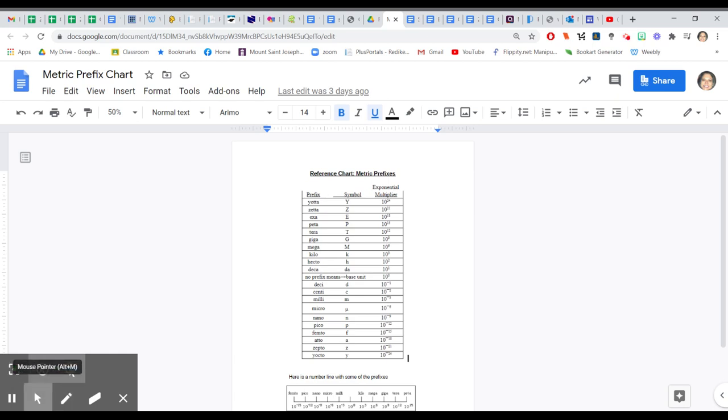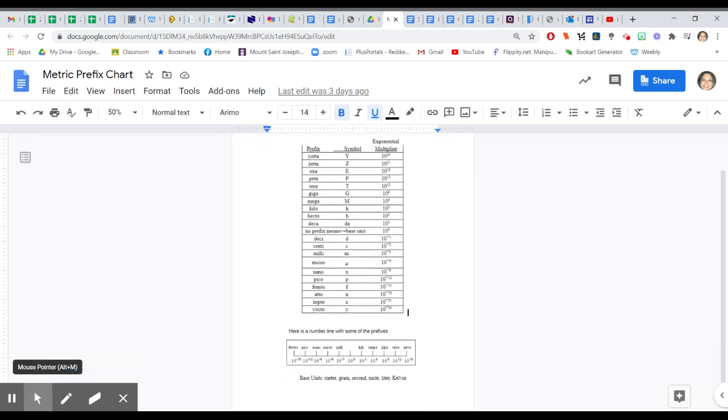Hi, gentlemen. I just want to explain to you the metric prefix chart that you're getting in school to use as a reference chart and how to use it to save some time later.